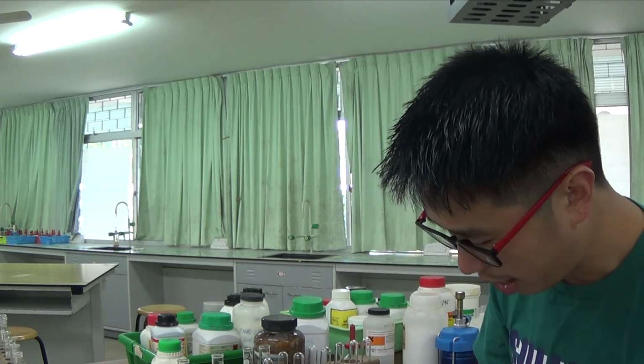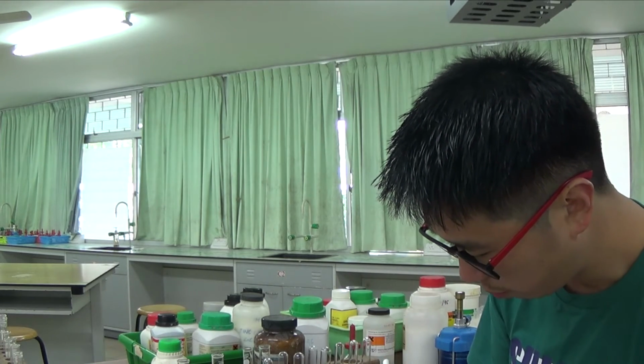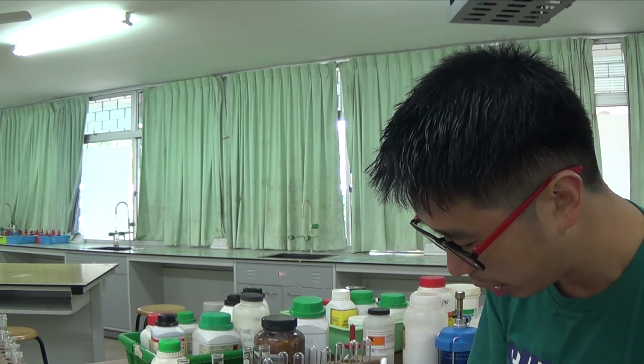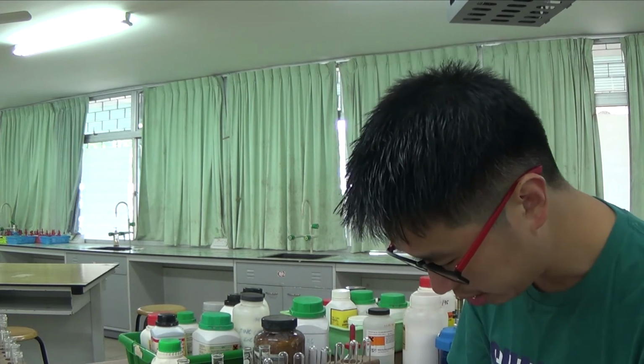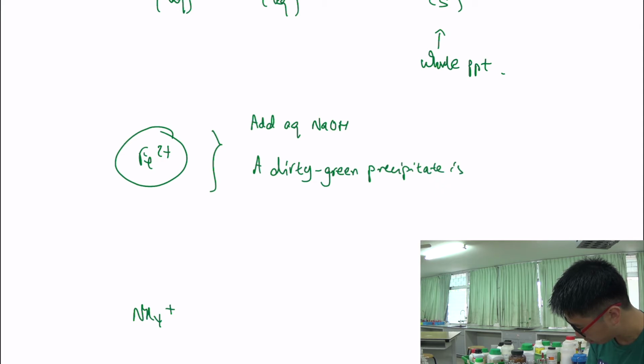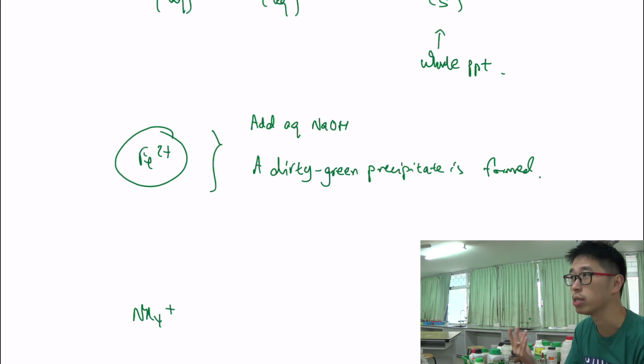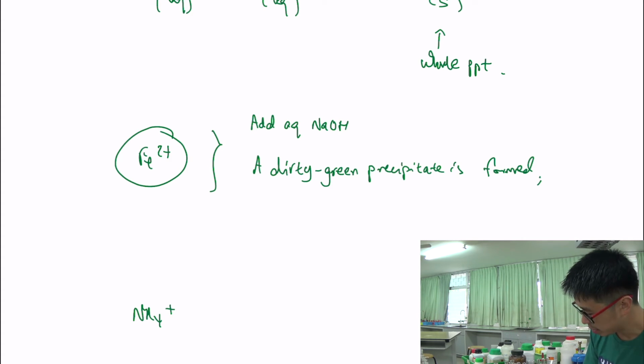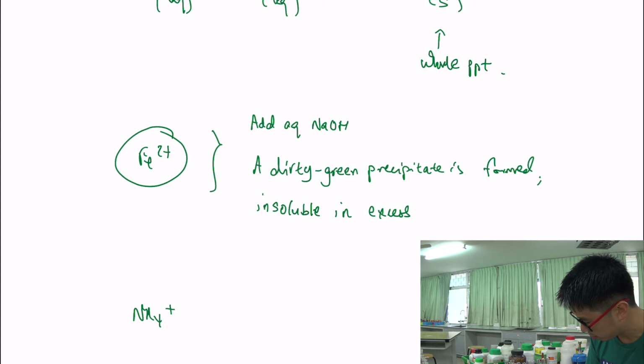So when you have iron 2 plus, we add aqueous NaOH. So we get, and this is what you write in your column, a dirty green, or you can say green, that would have been alright, precipitate is formed. But that is not enough, because as I said, it could also represent chromium 3 hydroxide. That's why we need to add in excess, but then it is insoluble.